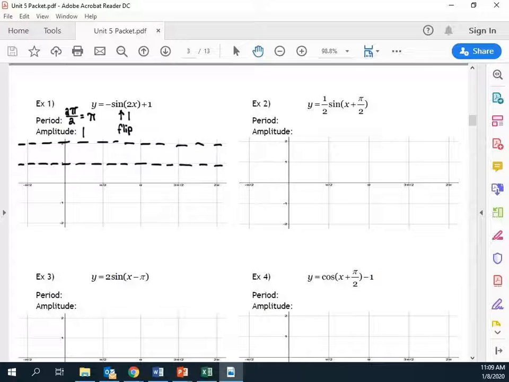And of course, if it's amplitude, that's how far up you're going and also how far down you're going. So what is that distance again? 1. So I'm going to draw another dashed line to represent my minimum.